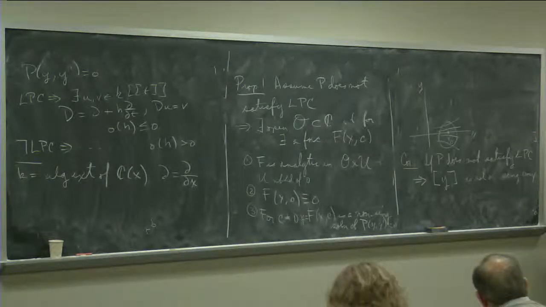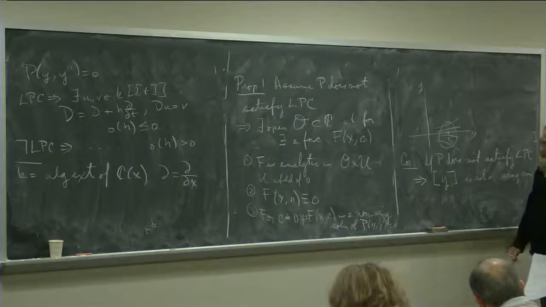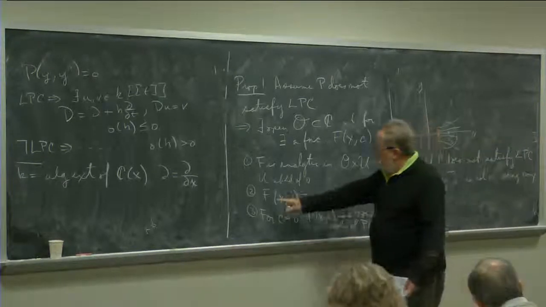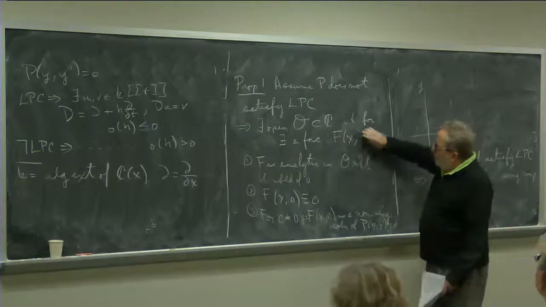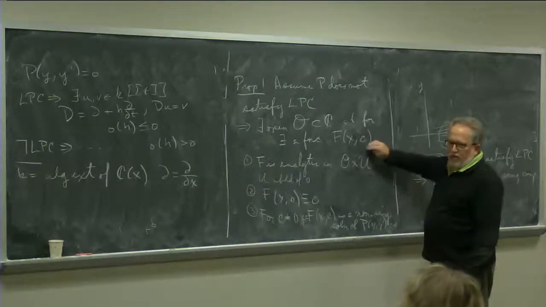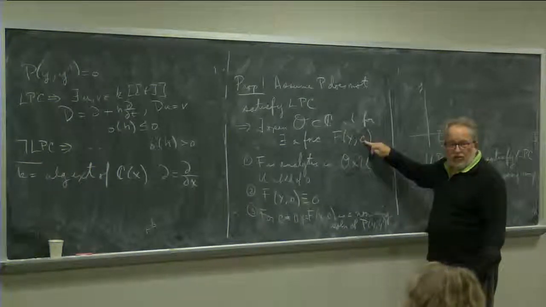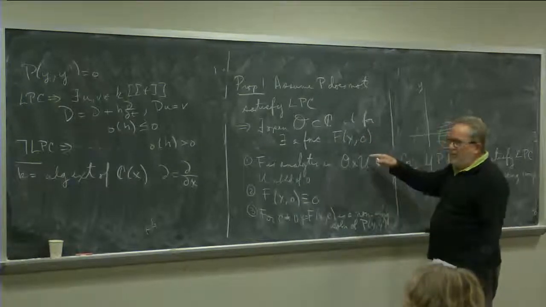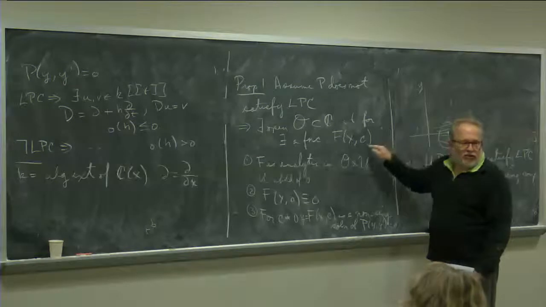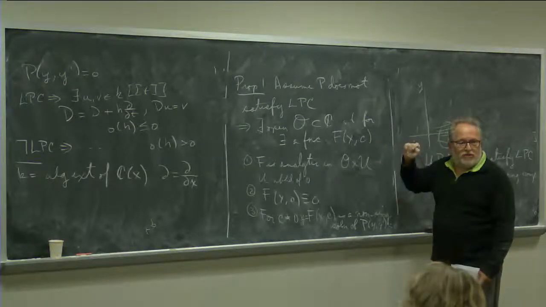And the reason is, this f of x, c, for all c not equal to 0 is going to be a non-singular component. So it'll satisfy that ideal. And by continuity, it'll satisfy it when c is 0.